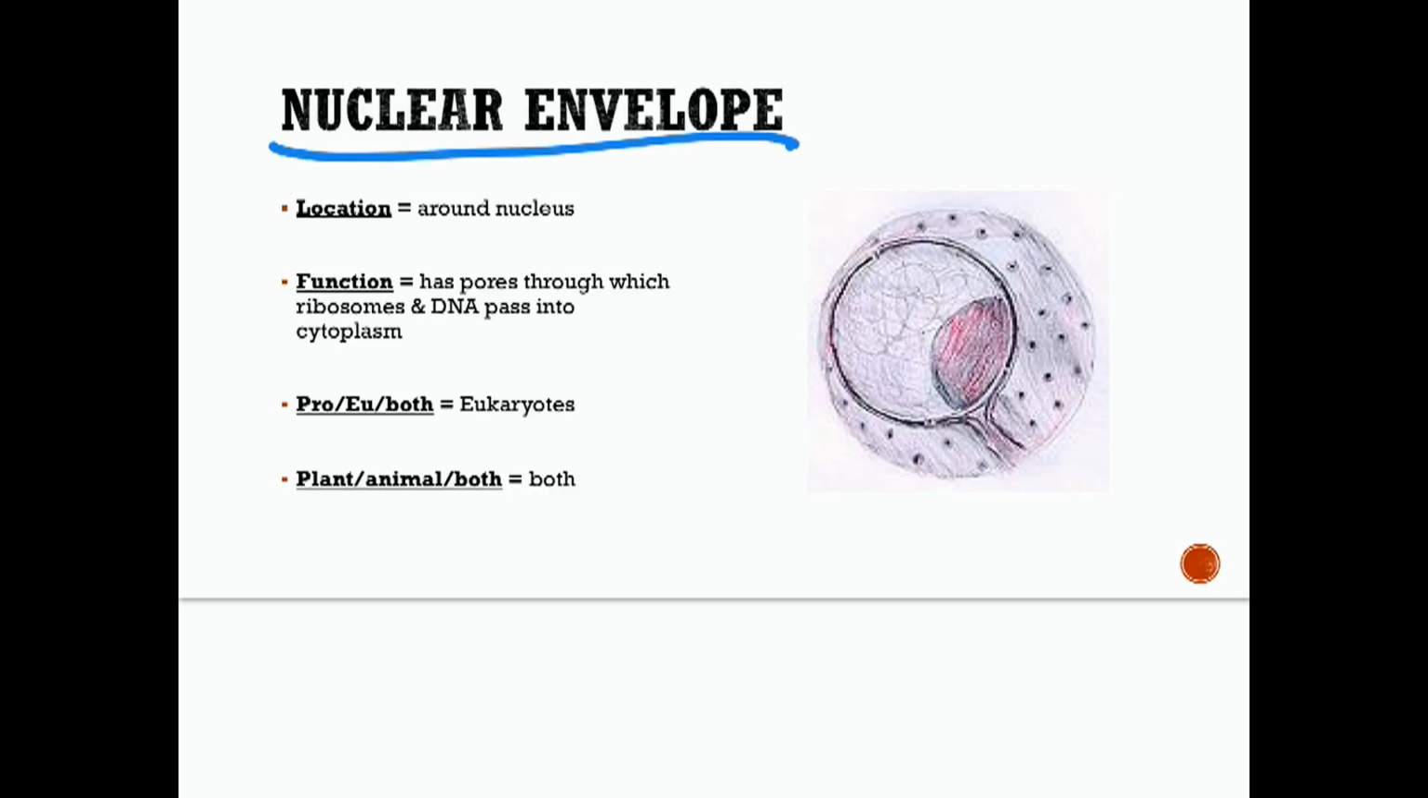The nuclear envelope, its location is around the nucleus. Its function, it has these pores through which ribosomes and DNA pass into the cytoplasm. It can be found in just eukaryotic cells and both plant and animal cells.